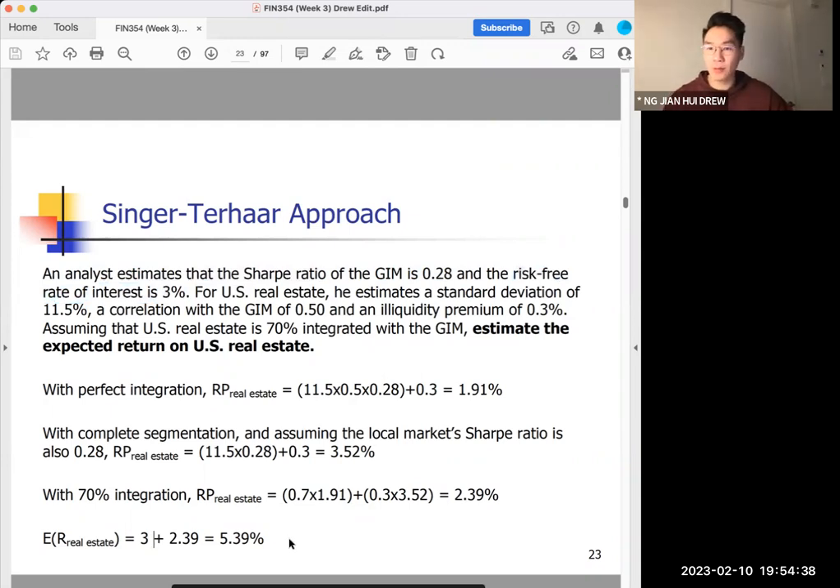Maybe I'll just pause here for a while. Any questions, any issues with this calculation? Very good.